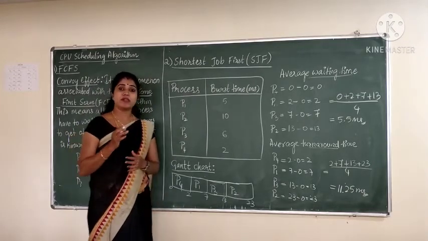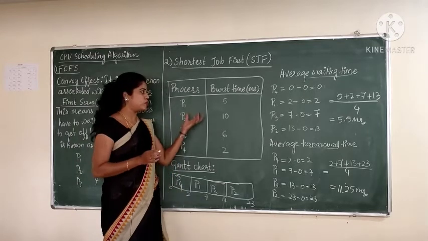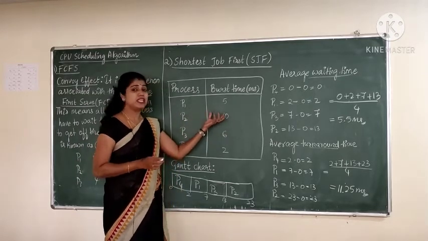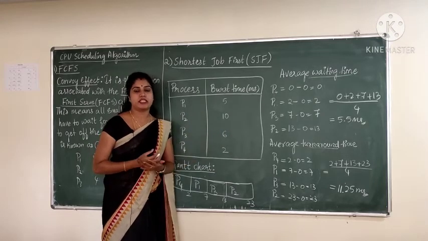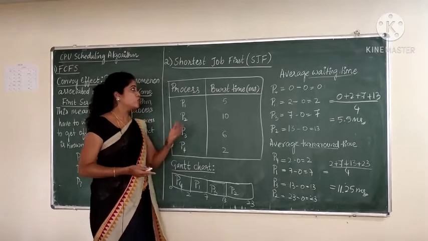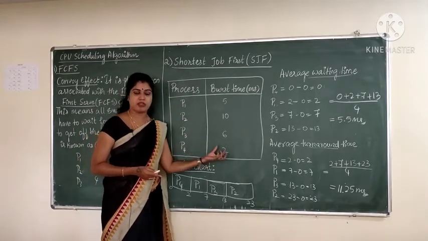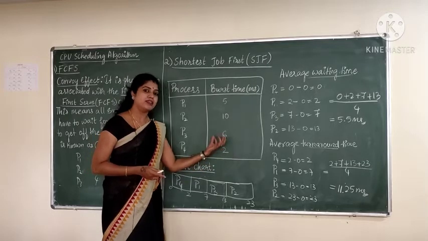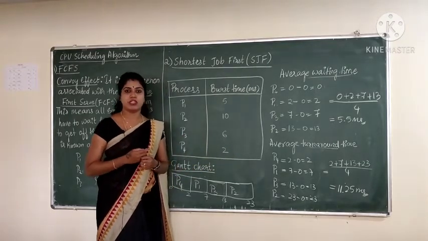As the name itself says, whichever process has the least burst time gets the first chance of execution. I'll repeat: what is shortest job first? The process with the least burst time will get the first chance of execution, which is not the case in the first come first serve scheduling algorithm.